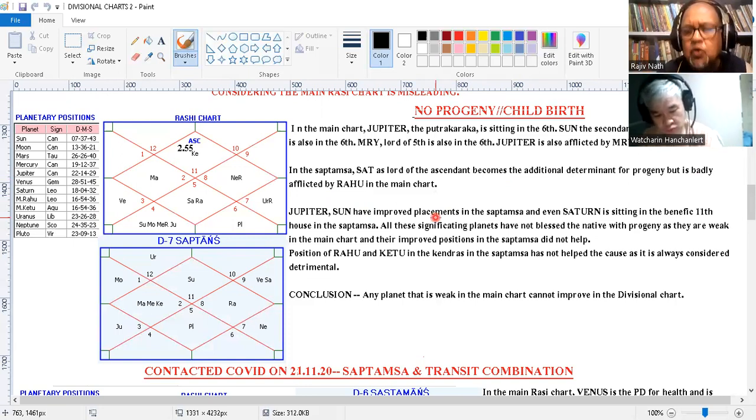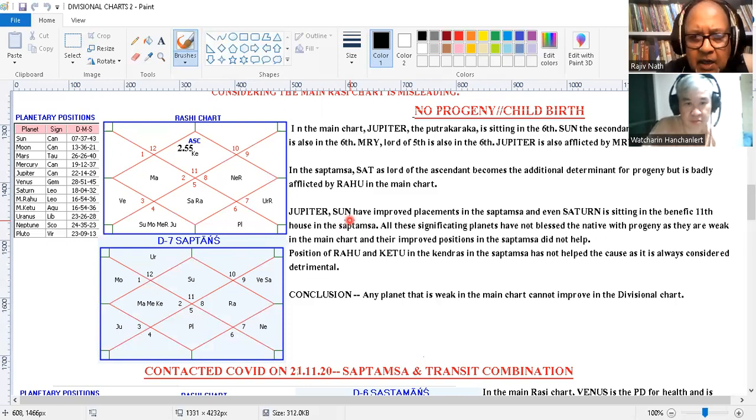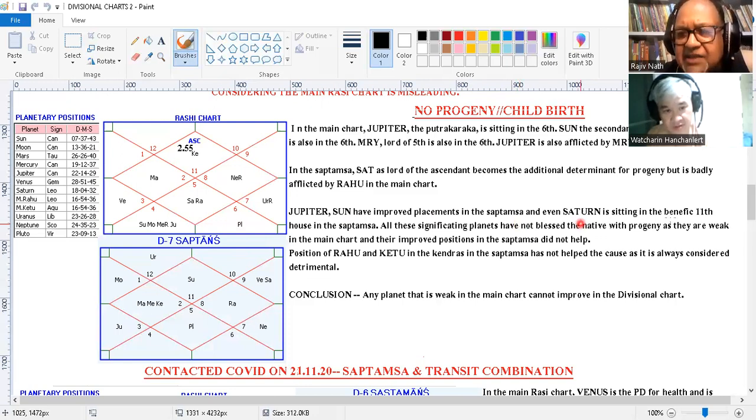There's one rule that we studied, that if a planet is already badly placed in the main chart, it can never improve in the divisional chart. So what are we trying to study here? Jupiter and Sun, the significators for progeny, have improved placements in the D7 Saptamsa. And even Saturn is sitting in the benefic 11th house in the Saptamsa.